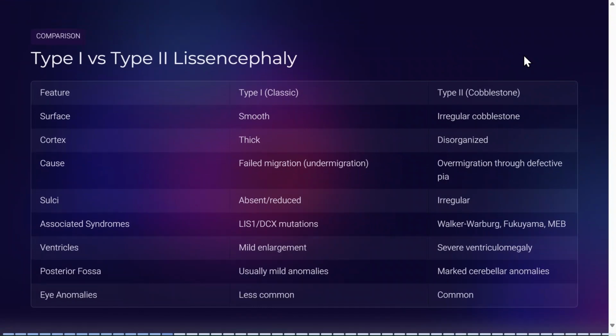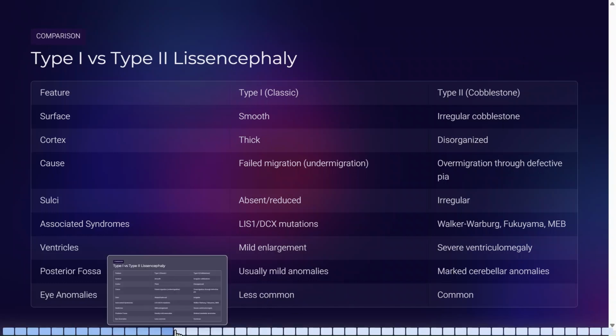As we have already seen, type 1 has a smooth cortical surface, type 2 has irregular cobblestone like appearance. Cortex is thick in both. There is failed migration in type 1 and over migration in type 2. Sulci are almost absent in type 1, however, these are irregular in type 2. Then there are some associated syndromes and difference in ventriculomegaly, and posterior fossa is more involved in type 1, and eye anomalies are more common in type 2. So, this is very important and high yield to know.